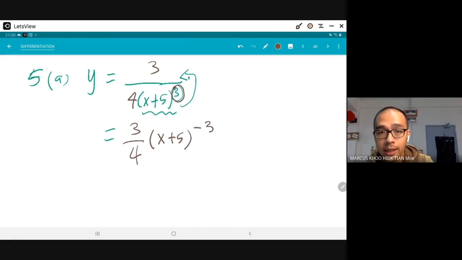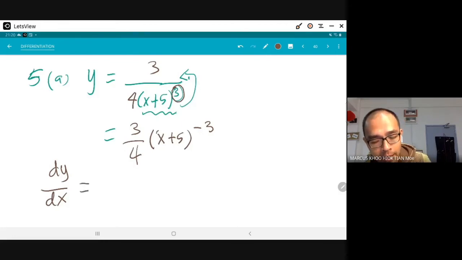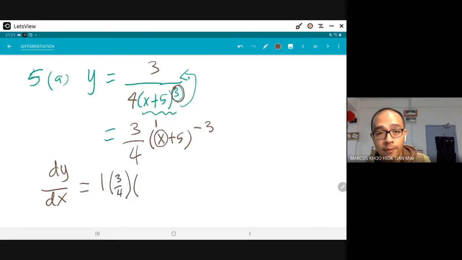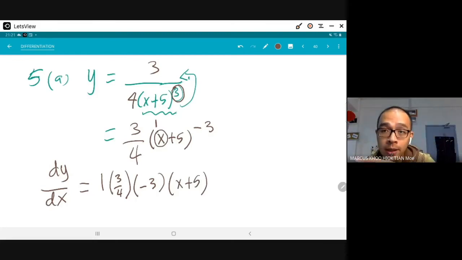And then you do the exact same thing when you want to find dy/dx, alias the first derivative, alias the gradient function, alias the first time you differentiate. What is the number a? Number a is 1, because there's no number in front of the x. So 1 times, but there is 3 over 4, keep the 3 over 4. Then you bring the minus 3 to the front. And then it will be (x plus 5) to the power of minus 3 minus 1, which is minus 4.